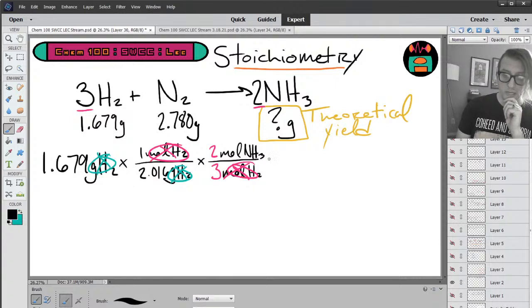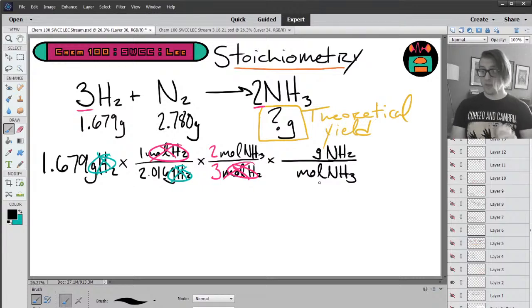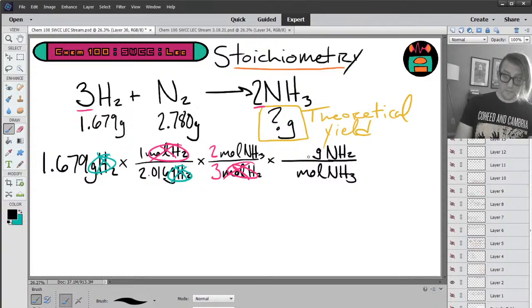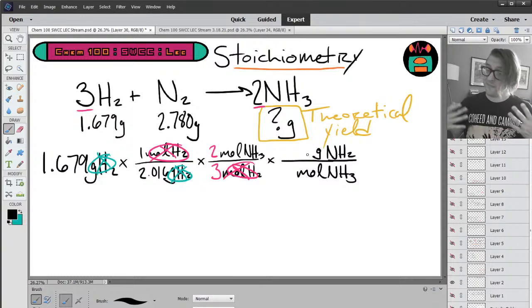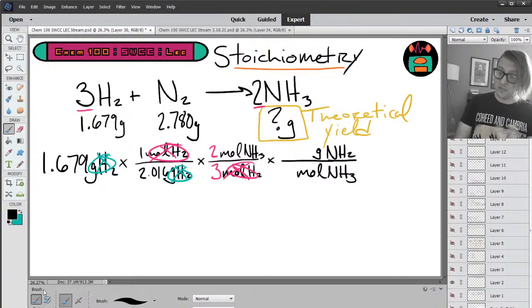Finally, we need to convert from moles of ammonia to grams of ammonia in order to determine, well, it doesn't determine our theoretical yield. It might be a theoretical yield. We have to do the second half of the calculation before we can make that determination one way or another.